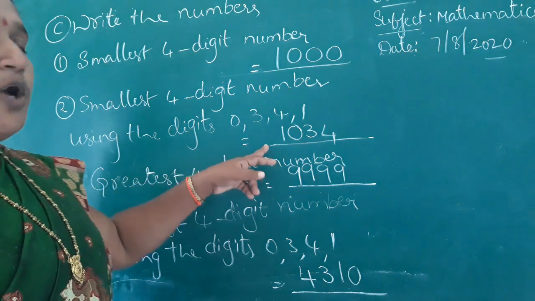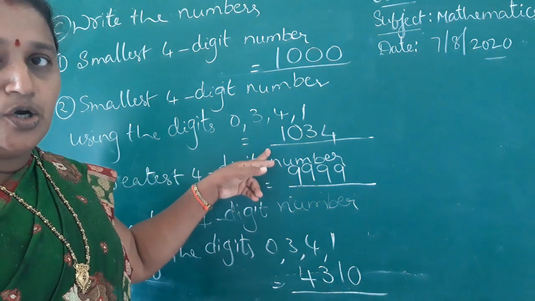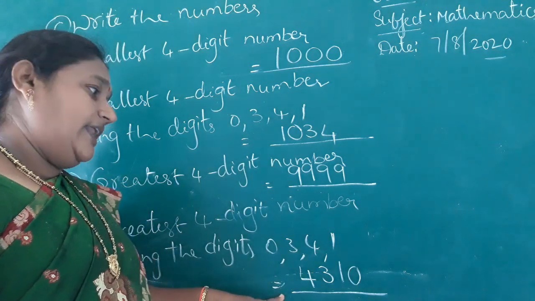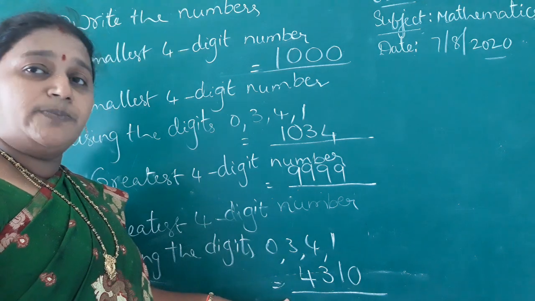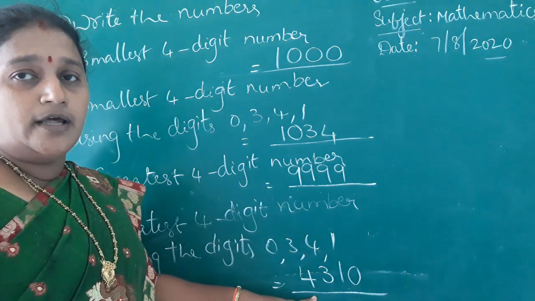Like that you have to write the greatest possible and smallest possible. While writing the smallest possible, you have to arrange the given digits in ascending order. While writing the greatest possible number, you have to arrange the given digits in descending order.